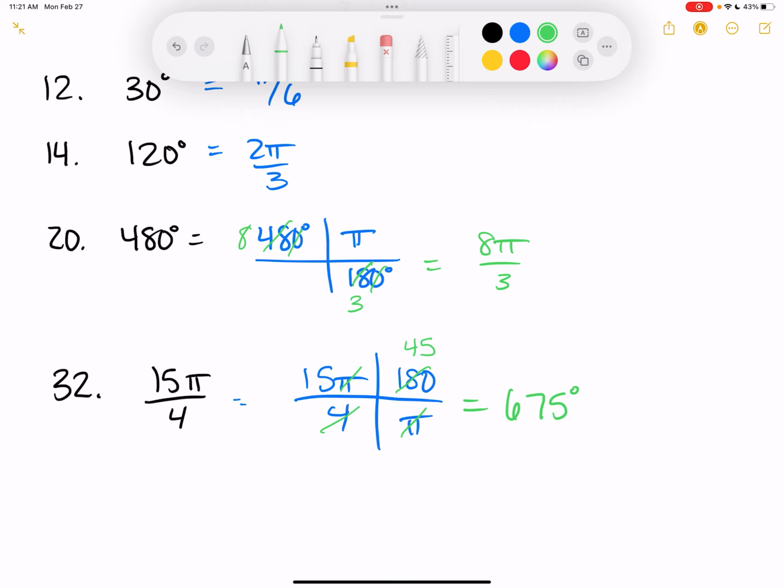All right, do y'all need to see any more conversion factors for either direction, or are we good? Great. Okay, then let's do arc length.